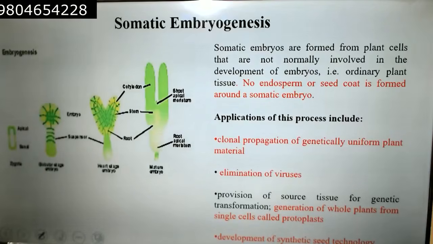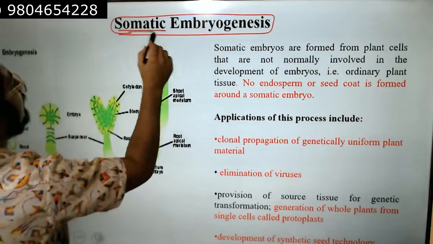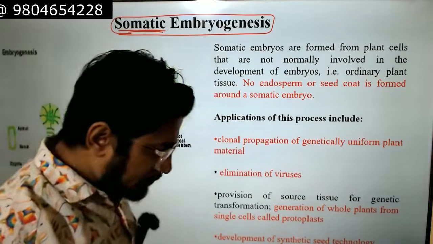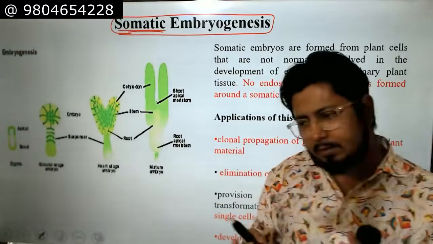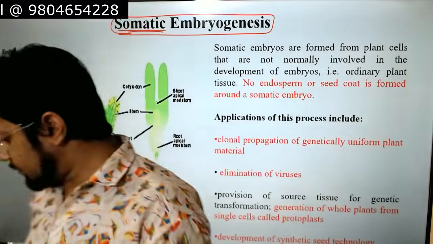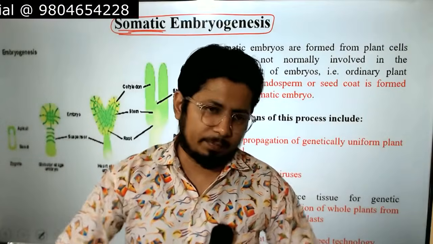One particular type only. That is somatic embryogenesis. Somatic means the body cell, right? So you take the cell from the plant body, and we know that cell is totipotent in nature. We put it into the medium and we provide it with optimum environmental parameters, it will grow into a plant.